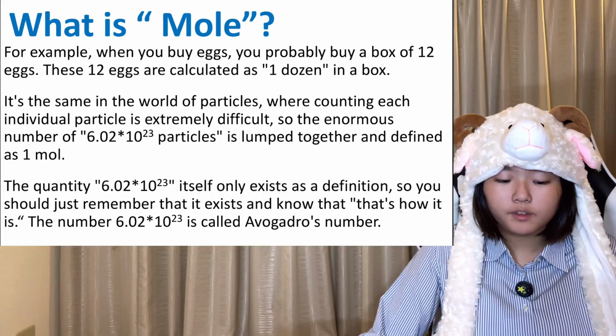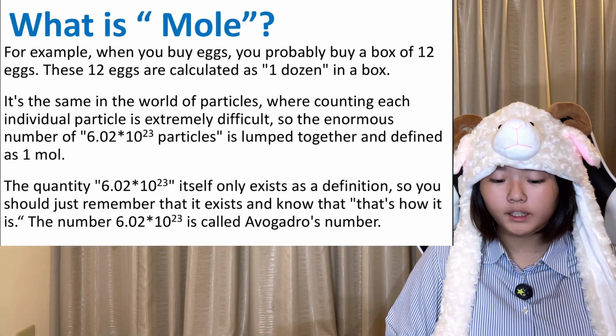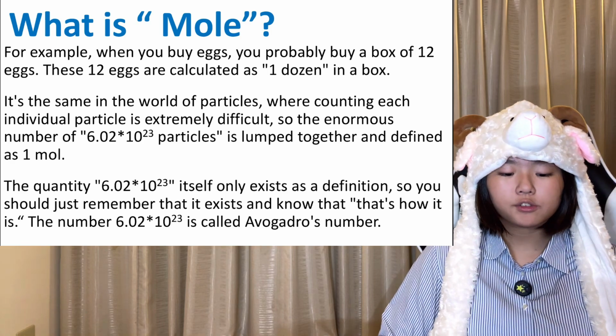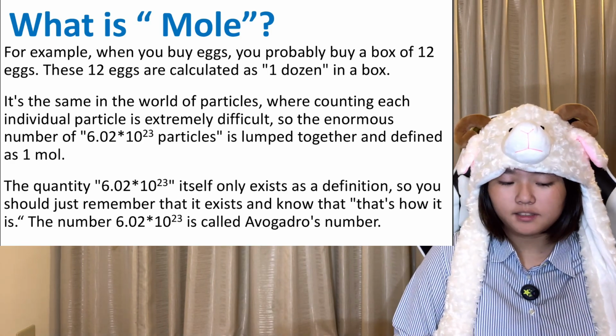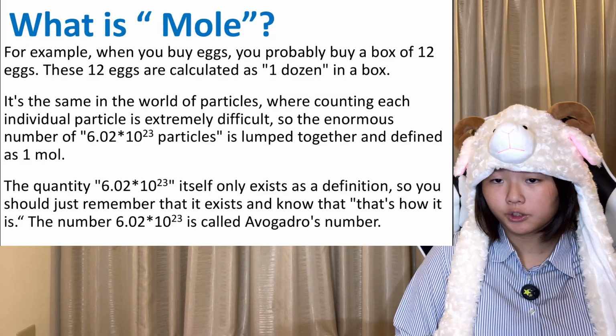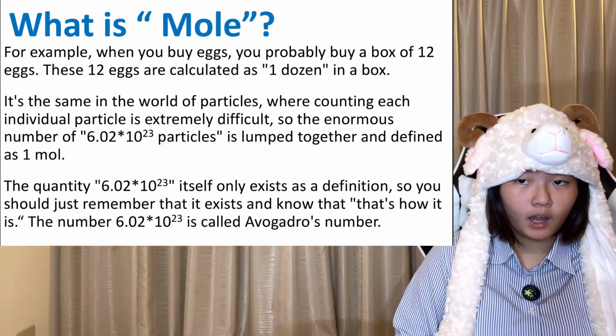The quantity of 6.02 times 10 to the power of 23 itself only exists as a definition. So you should just remember that it exists and know that that's how it is. It's just how it is. The number 6.02 times 10 to the power of 23 is called Avogadro's number, not avocado.